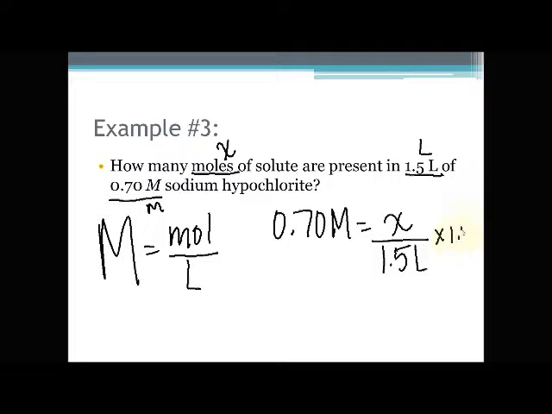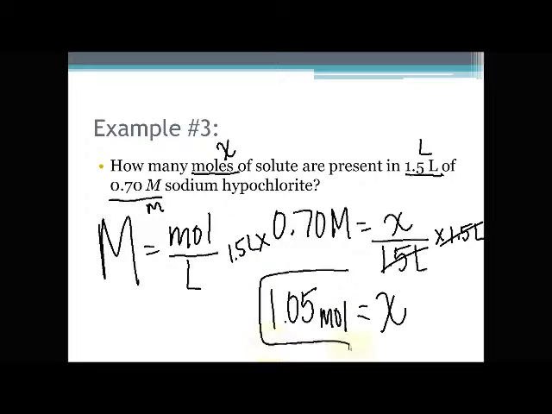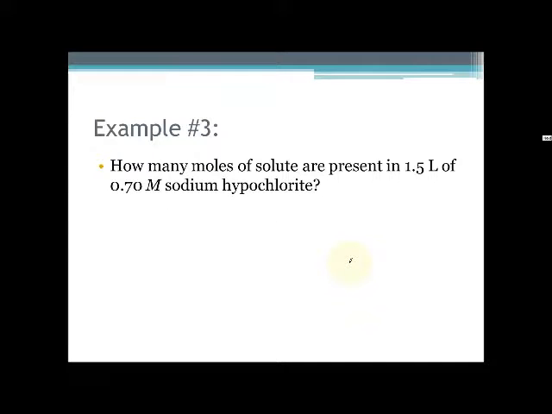So we're going to multiply both sides by 1.5 so that those cancel. And when you do that, you get X to be, in sig figs, 1.05, and don't forget it's moles. So 1.05 moles is our final answer. Okay, so it's just a little bit of algebra moving things around. All right, so moving on.